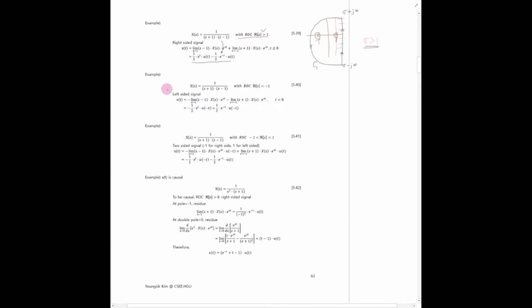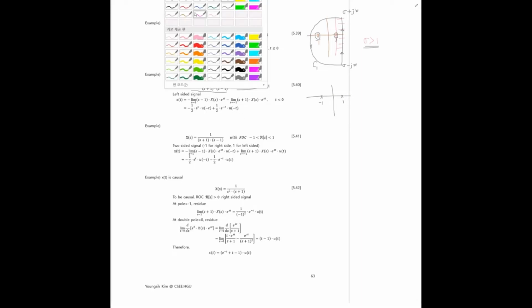In the region of convergence defined in such a way. The second example, the Laplace transform has the same shape, but the region of convergence is not like that. In this case, the region of convergence is given this way. This is a left-sided pole, and the right-sided pole is this one. The region of convergence is defined as less than minus 1, so the real part of s should be less than minus 1. This means that the signal is left-sided.